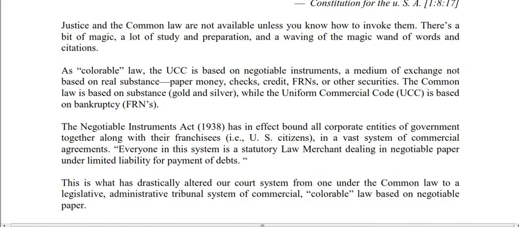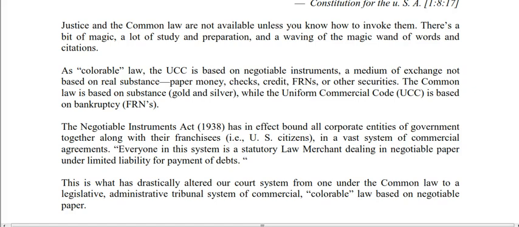Justice and common law are not available unless you know how to invoke them. There's a bit of magic, a lot of study and preparation, and a waving of the magic wand of words and citations. As colorable law, the UCC is based on negotiable instruments, a medium of exchange not based on real substance: paper money, checks, credit, Federal Reserve notes, or other securities. The common law is based on substance, gold and silver, while Uniform Commercial Code is based on bankruptcy, FRNs.